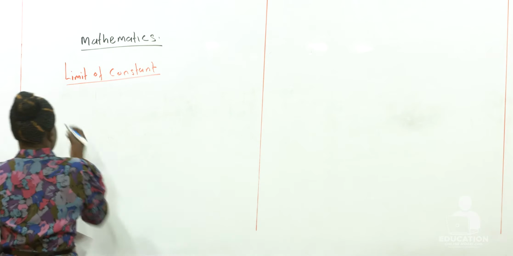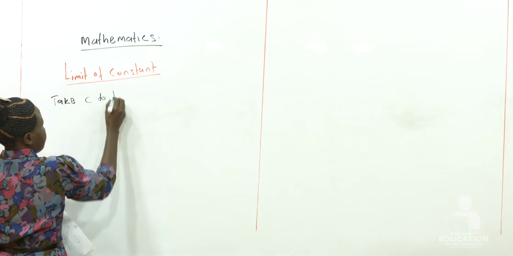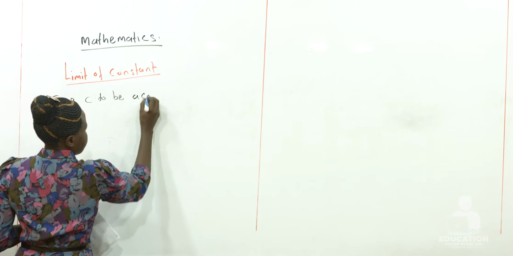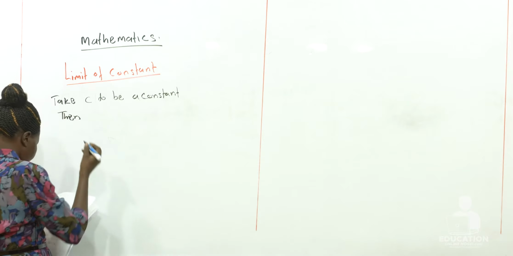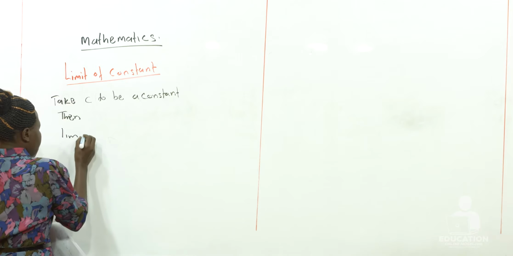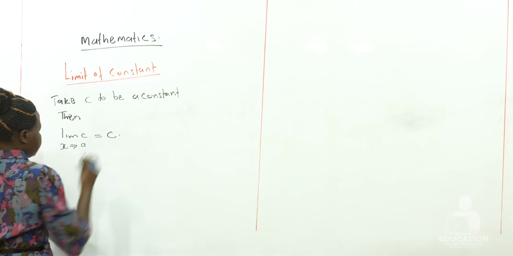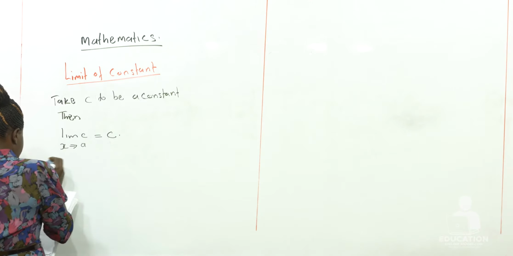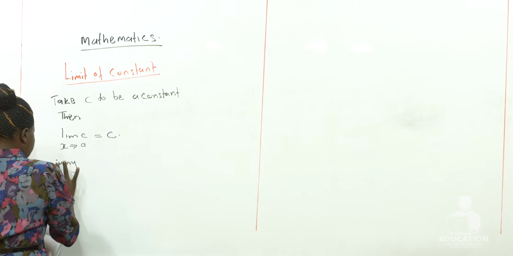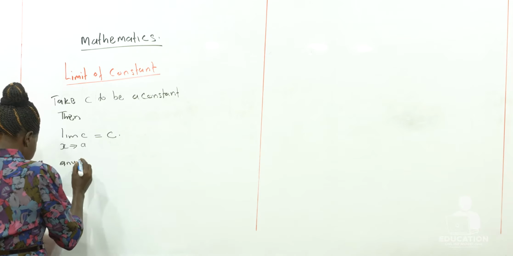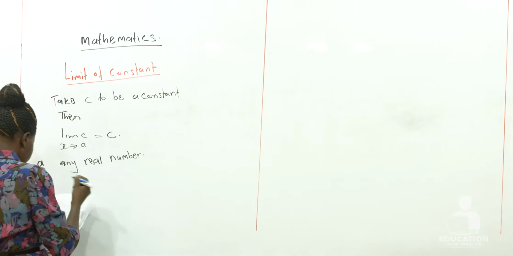So we say, if we take C to be a constant, then lim of C when x is approaching A equals C. A simply means any real number. A means any real number.